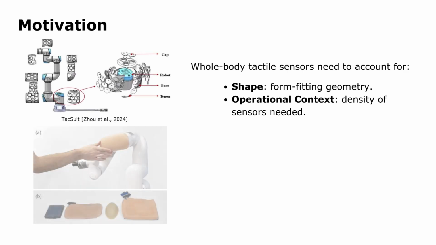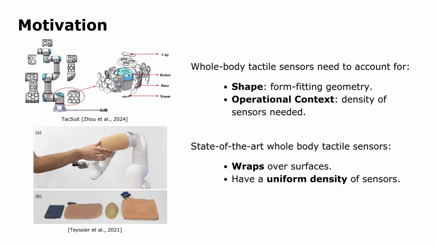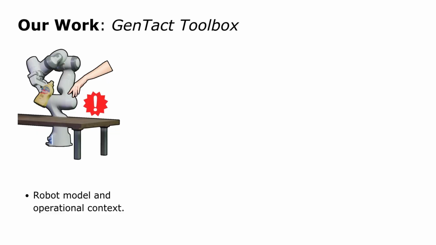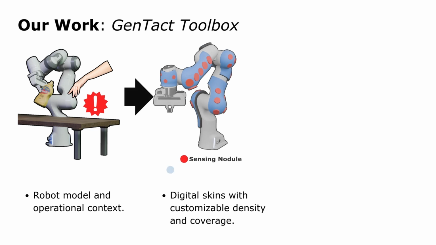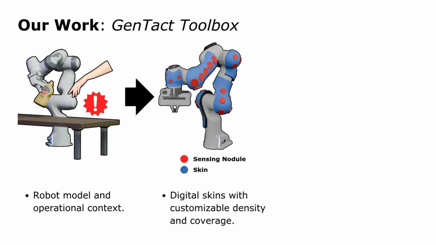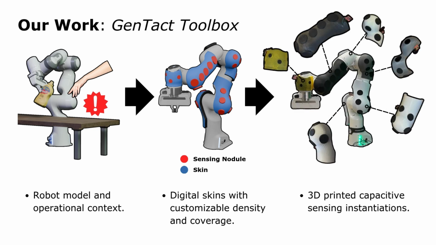The primary motivation for our work is that both a robot's shape and operational context influence the design of whole-body tactile sensors, but state-of-the-art sensors only address a robot's shape. In this work, we present GenTact Toolbox, a computational design pipeline that takes into account the shape and context of a robot, procedurally generates whole-body tactile skins that can be adjusted for coverage and density, and instantiates the designs as 3D printed capacitive tactile skins.